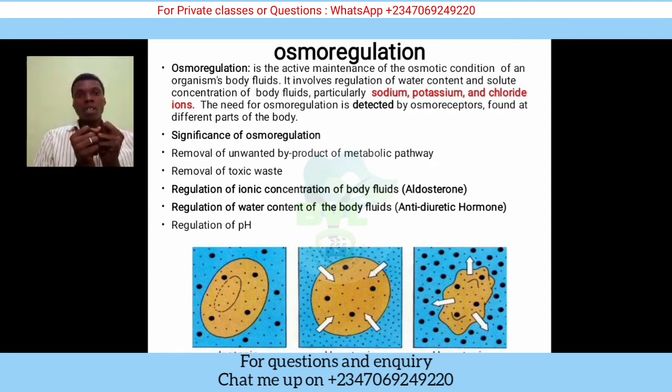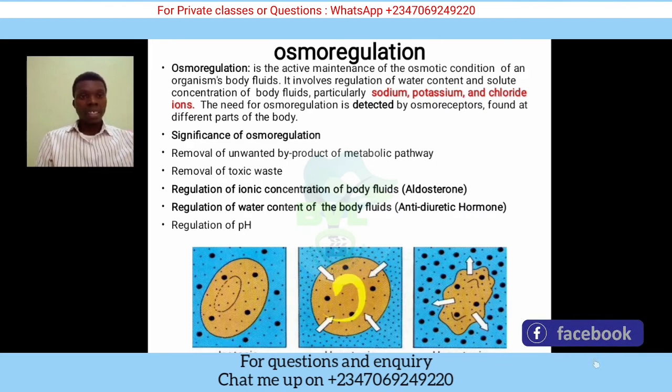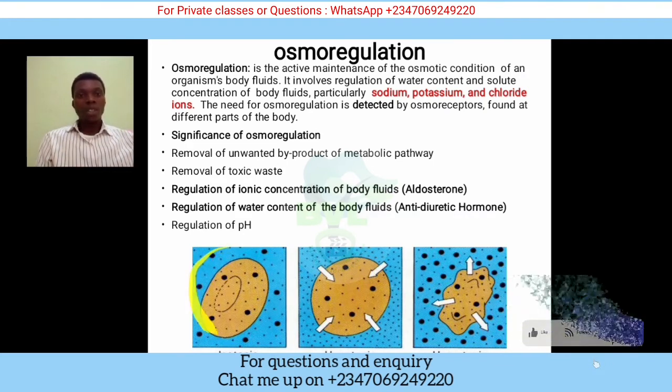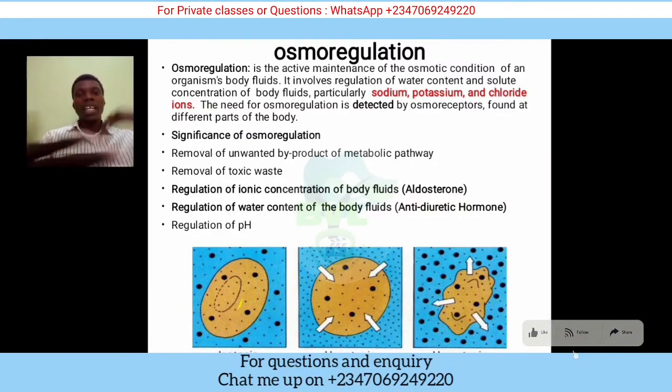So it will suck in solvent to itself, and this cell will become turgid. If care is not taken, it might actually burst. So a solution like this is called a hypotonic solution to this cell. In this case, it's called an isotonic solution to this cell because they are equal.